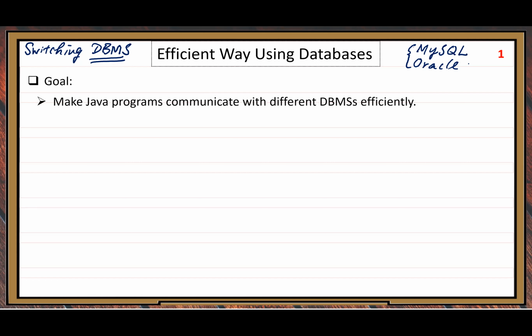The goal: make Java programs communicate with different DBMSs efficiently. So in our Java programs, we need to connect to two different DBMSs. The first one, MySQL. The second one, Oracle. Let's consider this situation. First, at the beginning, you write code to communicate with MySQL.